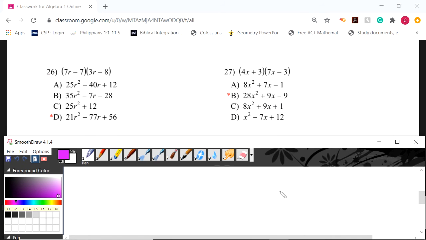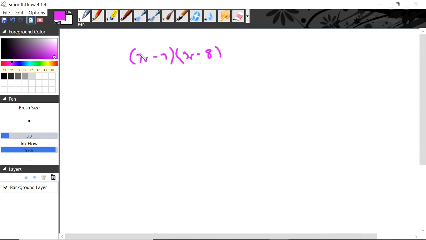Here we're going to have a binomial by a binomial, and when you do that, remember you must FOIL, which is first, outer, inner, last. I don't really like that because I got confused as a kid of which ones are first, which ones are last. So I just tell you just to distribute the 7r to both of them, and then distribute the minus 7 to both of them. So I always write it like this.